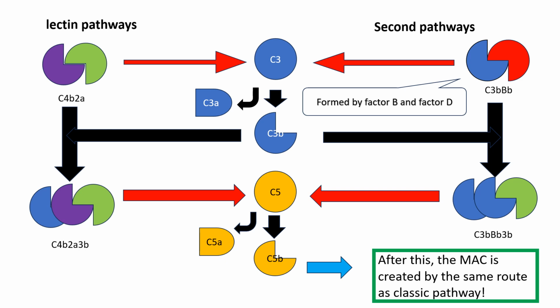Unlike the classic pathway, the lectin pathway is a kind of innate immune system, and in the lectin pathway, complement binds to bacteria with sugar chains. Unlike the classic pathway, the second route is also a kind of innate immune system. It has its own C3 activation pathway. Each of the three activation pathways has much in common.